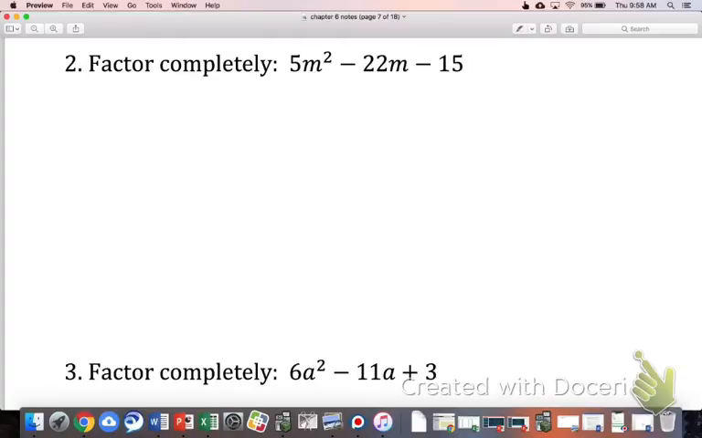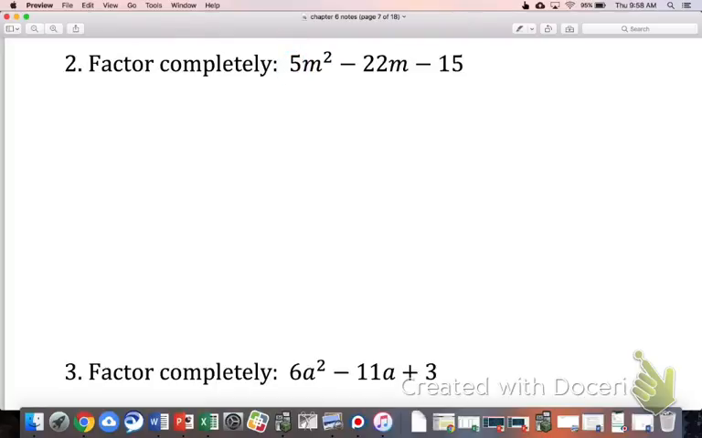As we check out question number 2, we notice it's a trinomial and it says factor completely. I want you to notice right away that the coefficient on the m squared, or often it'll be an x squared, is not a 1. And so we want to pay close attention to this.